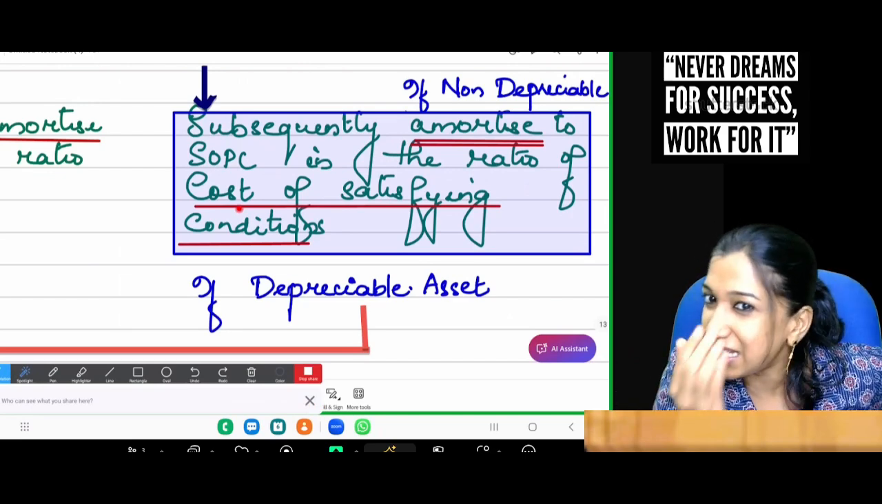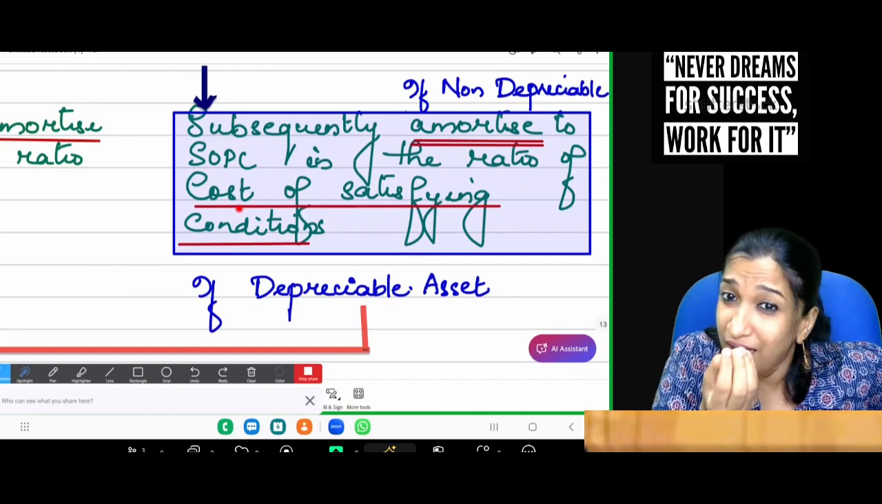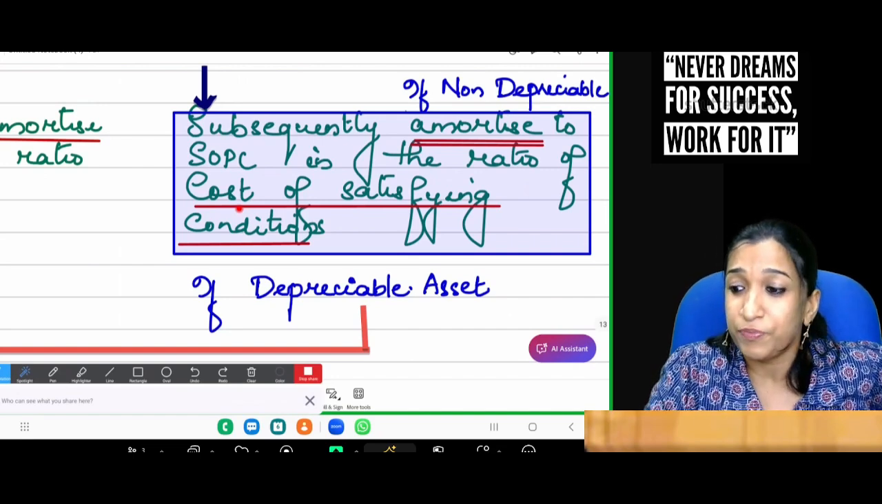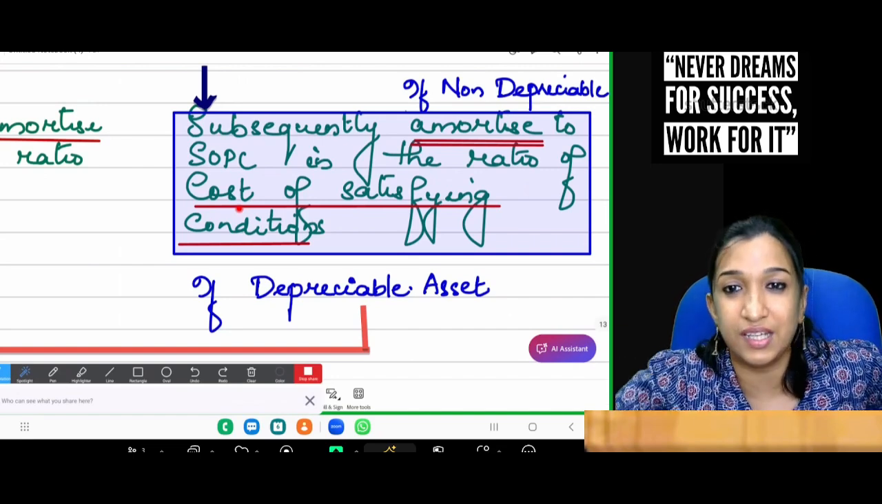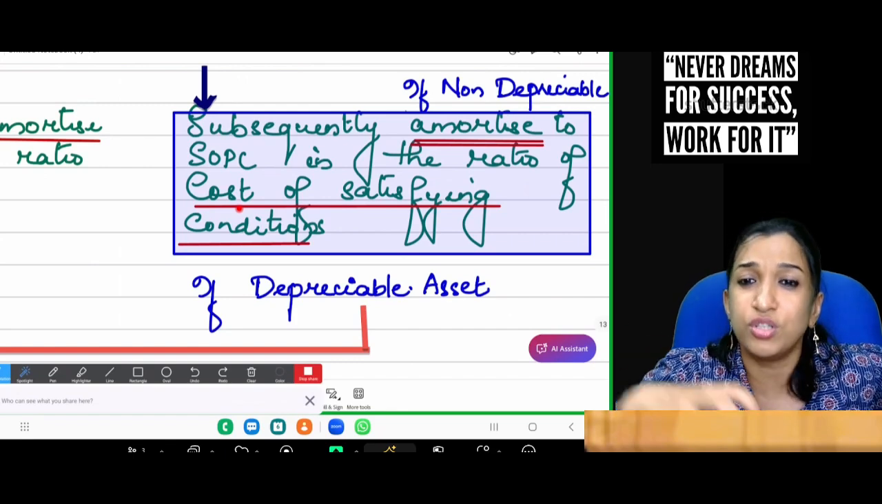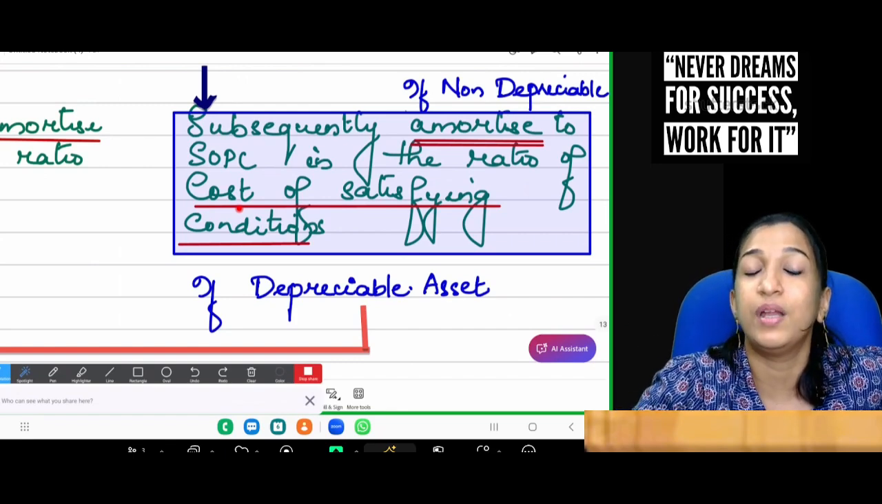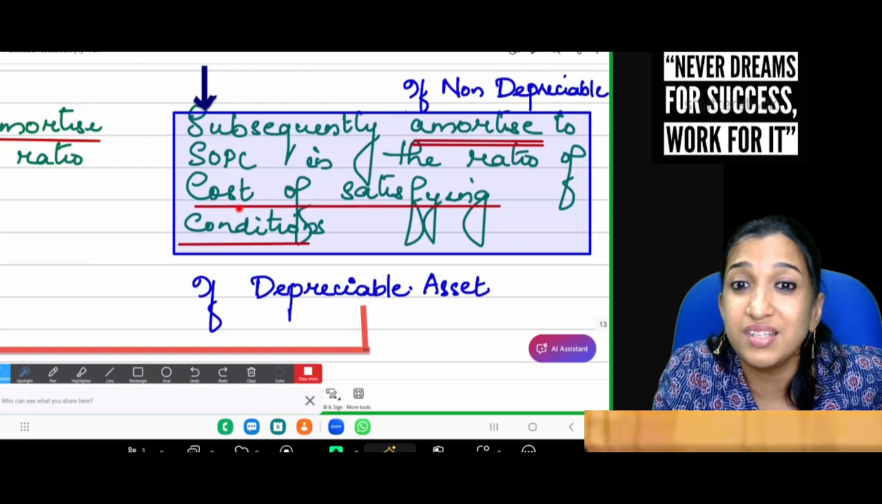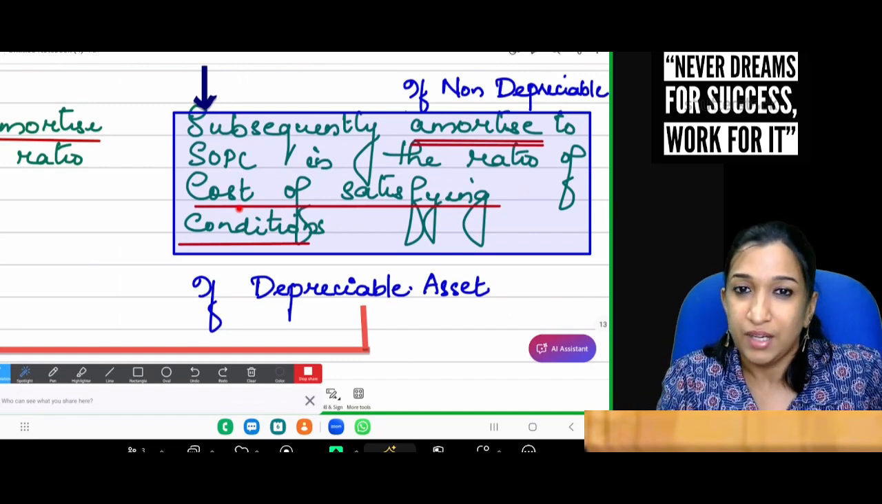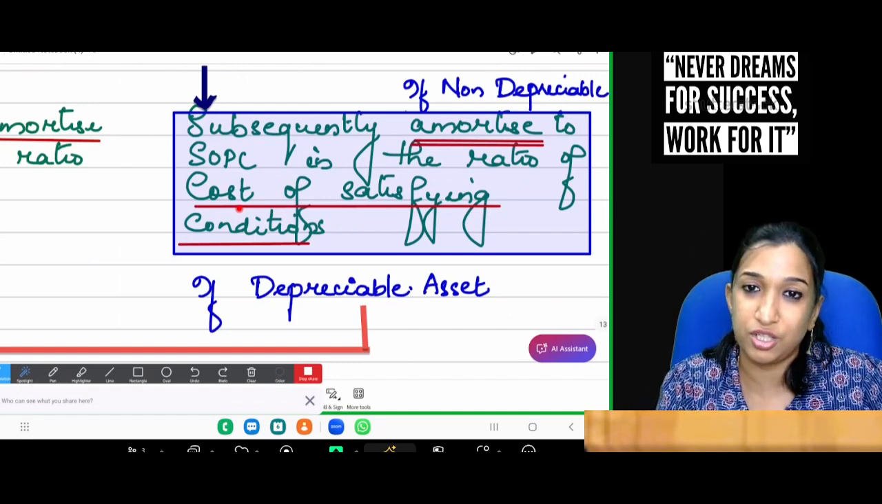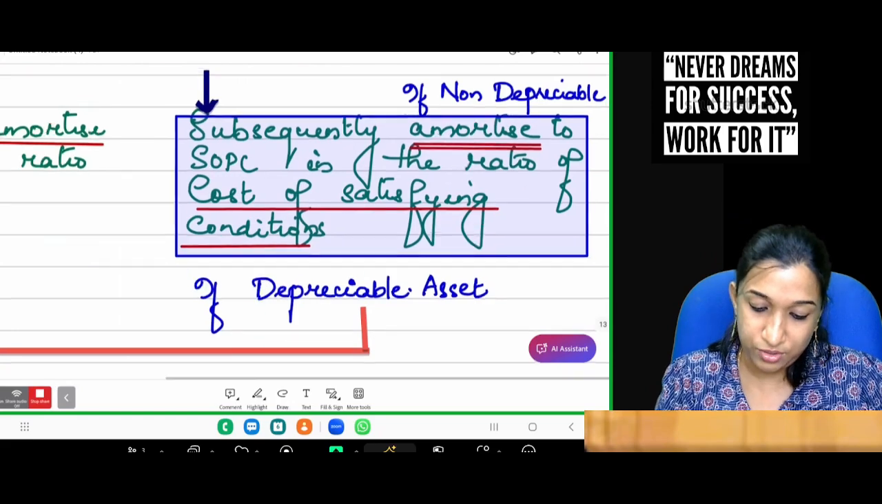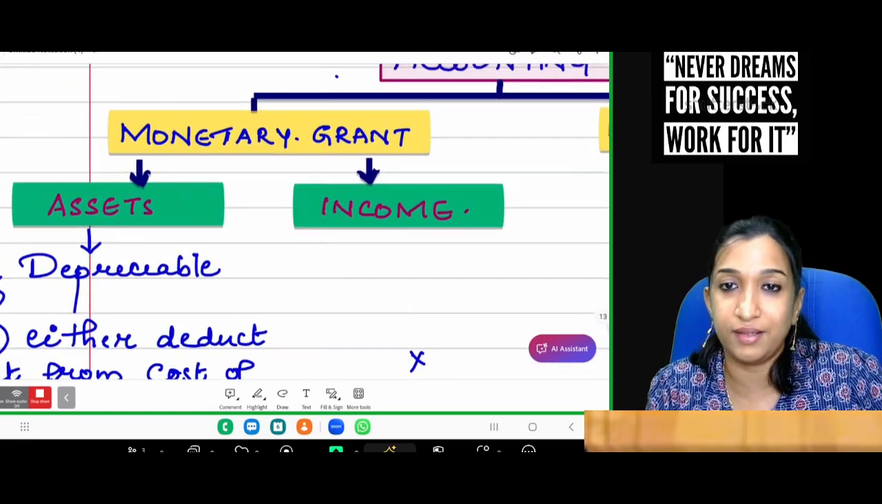If it is a conditional grant, there are some conditions attached to it. So what is the cost of satisfying conditions? In the ratio of the cost of satisfying conditions, it will be amortized to P&L if it is non-depreciable. If depreciable, in the ratio of depreciation. Okay, understood.